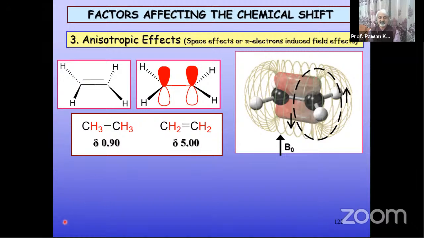Why is there a big jump? We cannot explain it on the basis of electronegativity because there is not much difference here. It is only sp3 and sp2, but we cannot explain it on that basis. It can be explained only on the basis of the anisotropic effect.